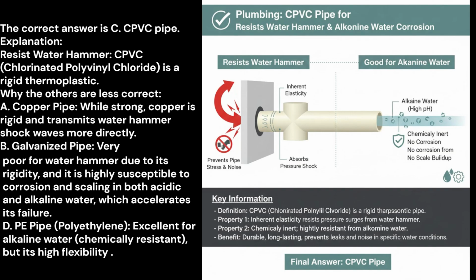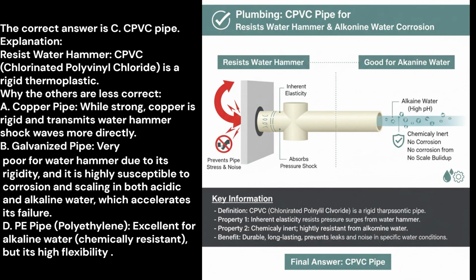The correct answer is C. CPVC pipe. Explanation. Resists water hammer: CPVC, chlorinated polyvinyl chloride, is a rigid thermoplastic. Its inherent elasticity and the thicker walls, compared to copper or galvanized, help it better absorb and dampen the shock waves of water hammer. Good for alkaline water: CPVC is highly chemically inert and resistant to a wide pH range, including alkaline, basic, water. It will not corrode, scale, or degrade from alkaline conditions.